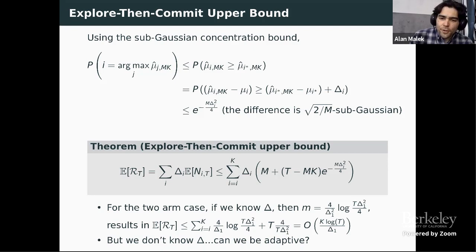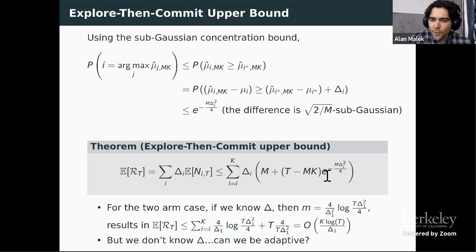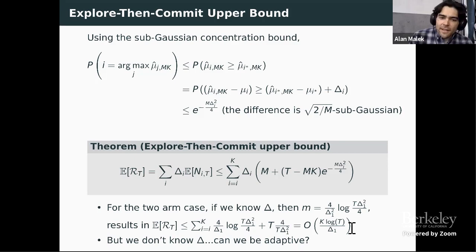And the first impulse you probably have is to try to tune m to make this have a t in it, be a more simple function of t. And that turns out to be kind of hard, but in the two arm case, you can see that if you know delta, then you can set m to be roughly one over delta squared times log t delta. And the total bound on expected regret you get is order k log t over delta. The problem with this is that you have to know what delta is, and that's not really a reasonable assumption. So can we be adaptive?